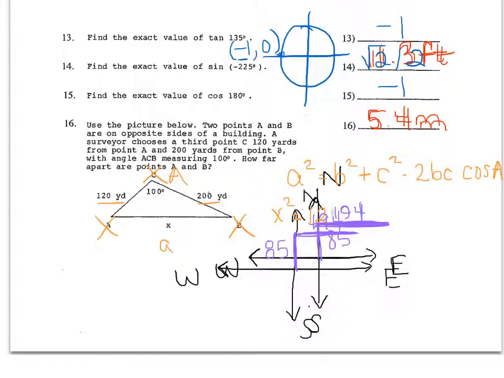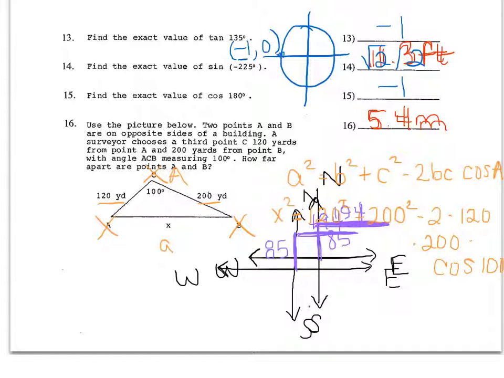So I'm going to have 120 squared plus 200 squared minus 2 times 120. Sorry, I'm going to have to finish this down here. Times 200 times cosine of 100. Okay, and I'm sorry, that's kind of all over the place, but really you see it's 120 squared plus 200 squared minus 2 times 120 times 200 times cosine of 100.